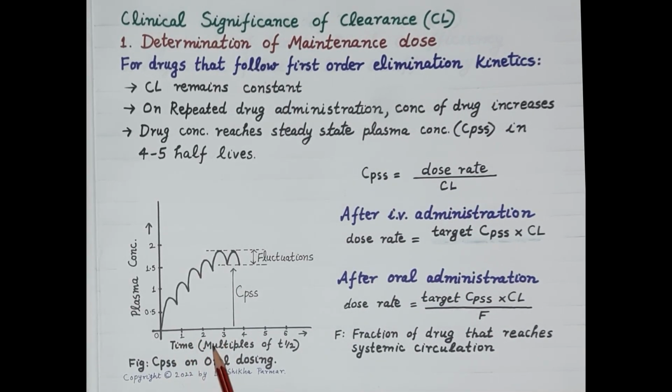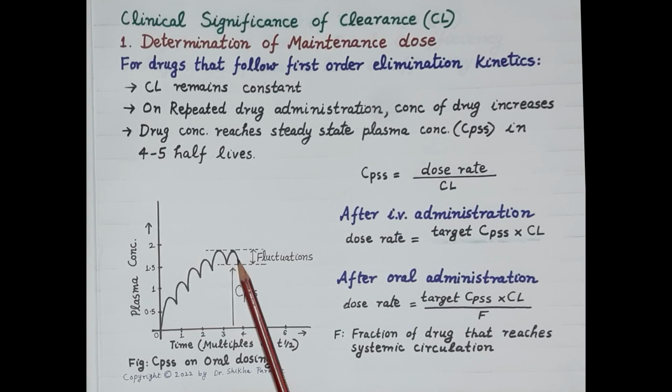Now look at this figure. This shows a time versus plasma concentration curve. Let's say the half-life of a drug is 1 hour, and the drug is administered orally repeatedly after every 1 hour. When the drug is administered repeatedly, the concentration of drug in the plasma increases and the drug reaches a steady state plasma concentration within 4 to 5 half-lives.